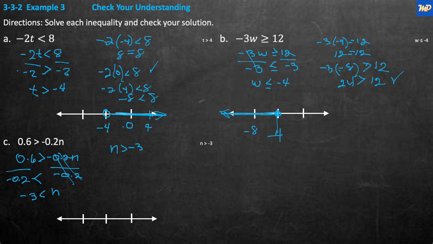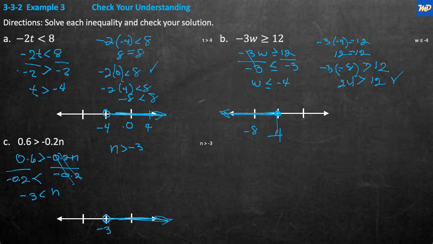So let's go ahead and put in n equals, what did it say? n is equal to negative 3. So here's our negative 3. It's not equal, so we're going to put a circle around the negative 3. And it says here that n is greater than negative 3, so these are all the n values here on the greater side. So let's put negative 3 in first.